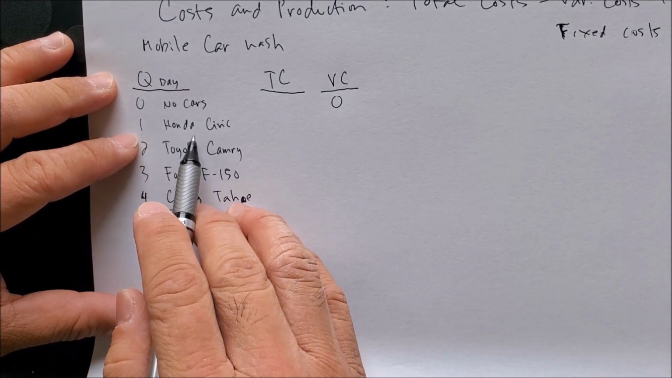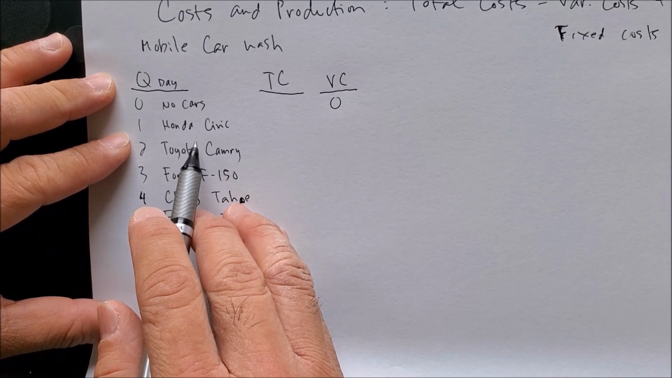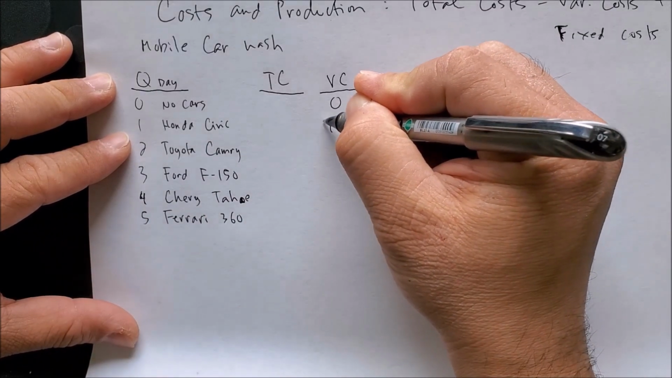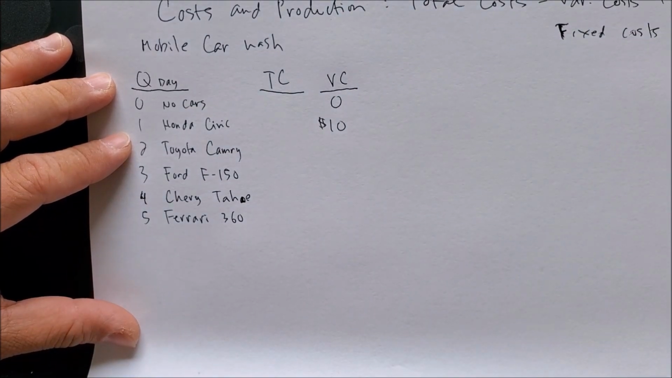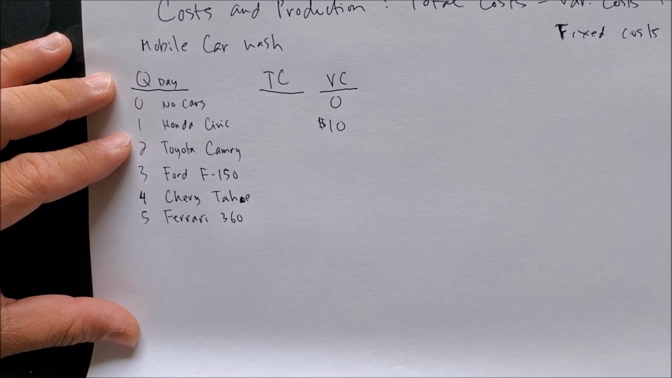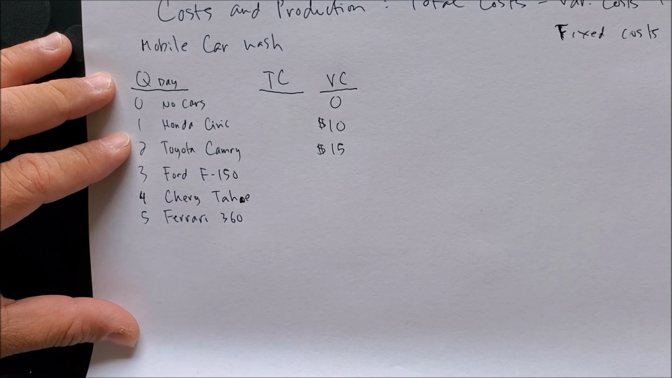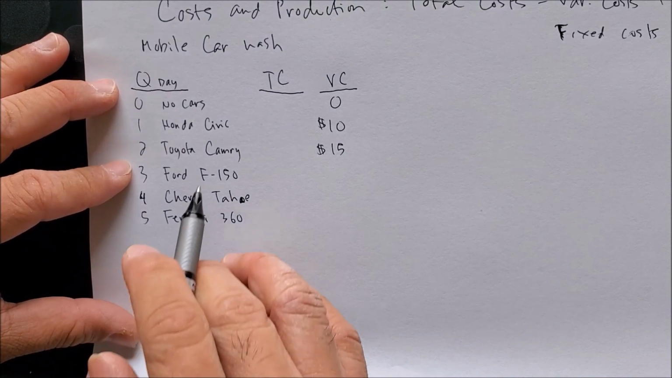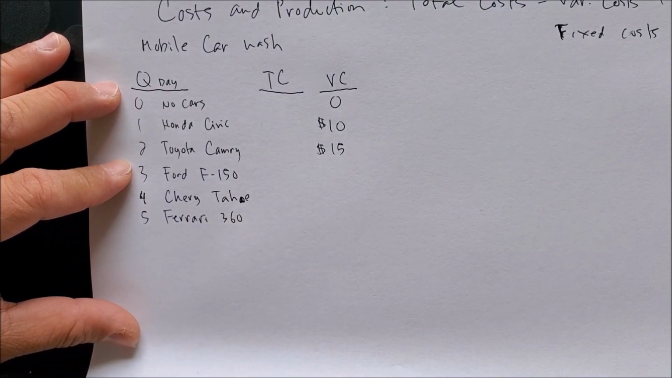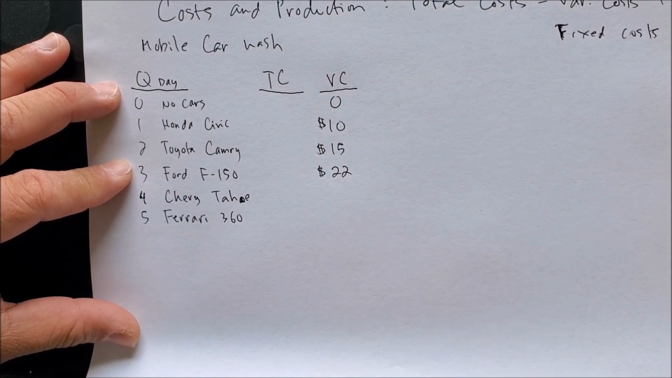But maybe for a Honda Civic, it's a compact. You can maybe finish washing and detailing in about an hour. You're going to charge maybe $10 for compact vehicles. For a Camry, it's a four-door, so it may take an extra half hour. Now you are going to charge a four-door sedan $15. For the F-150, you have a bigger vehicle to go around, a longer cab, a longer bed. So maybe you're going to charge for trucks $22.